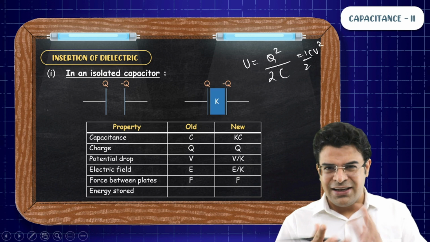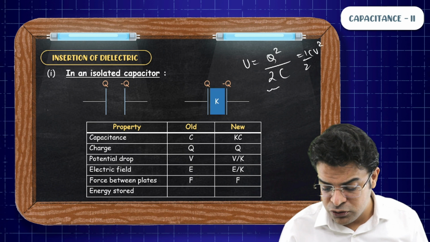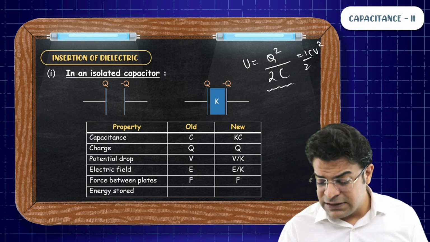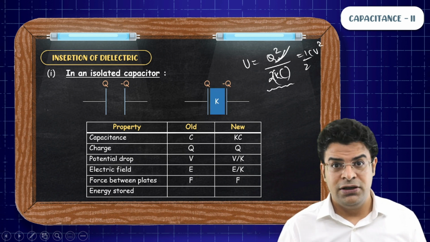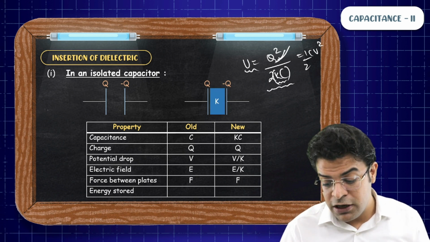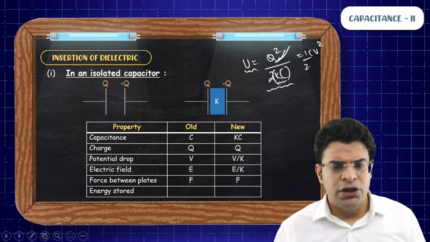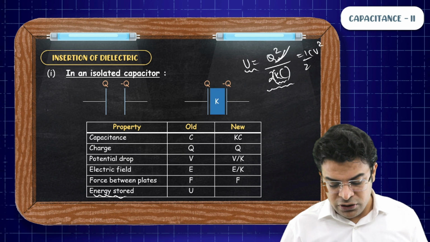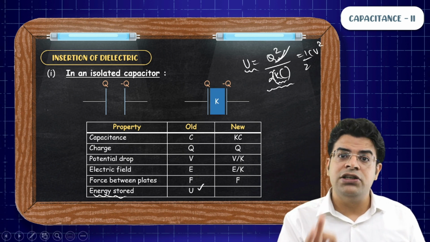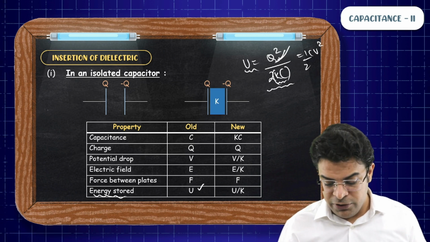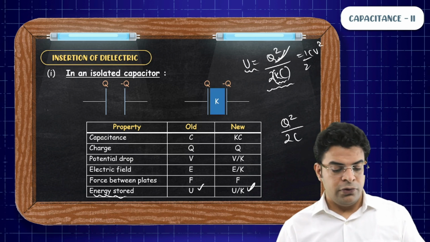Because in the case of an isolated plate, the charge remains the same. So it's better to look from Q square by 2C. Okay, sir. So since the charge remains the same, but the capacitance becomes K times, the energy stored becomes 1 by K times. It is inversely proportional to the capacitance for the same charge. So if initially the energy stored was U, the new energy stored after insertion of the dielectric will be U by K, comparing using Q square by 2C.